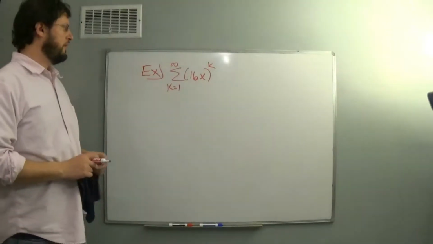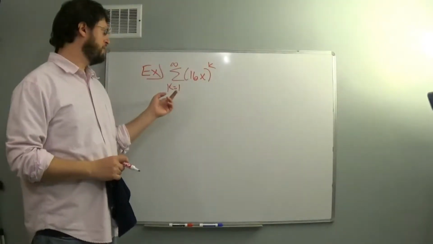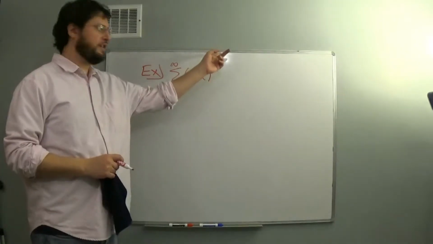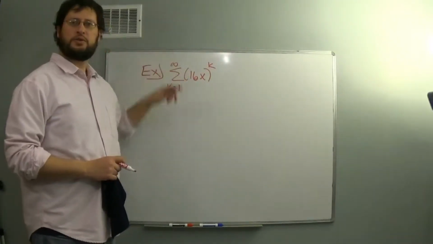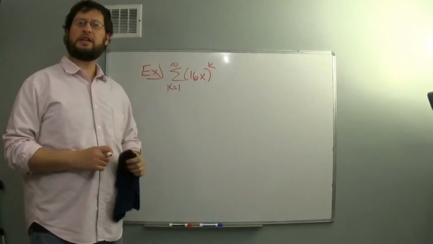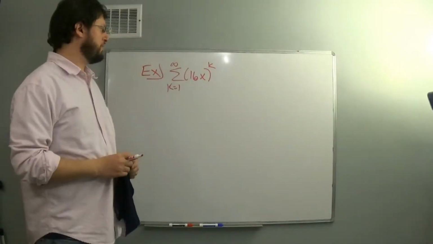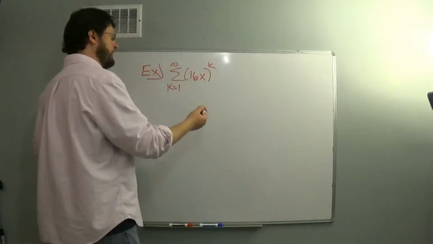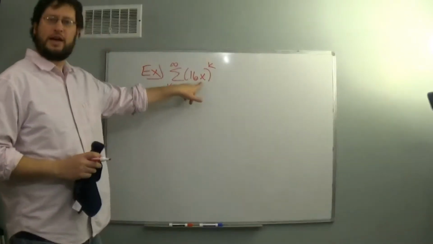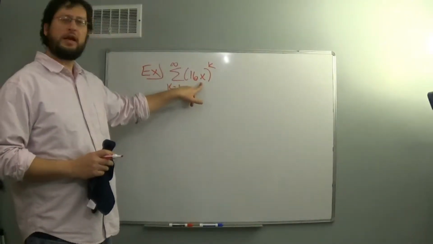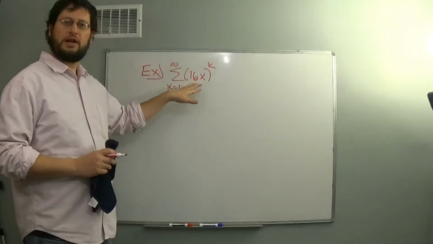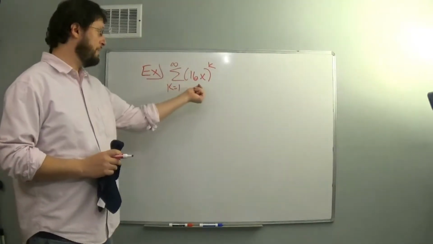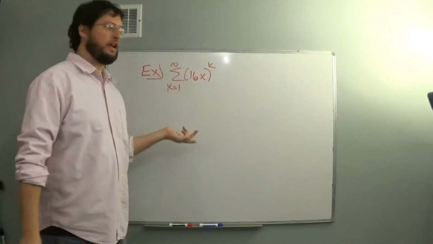In this example, we will consider the series the sum of 16x to the k from k equals 1 to infinity. We'll ask to find its interval and radius of convergence. So remember, what we're really looking at is we're asking what x values can I plug in to make this series converge. Different values of x will work.